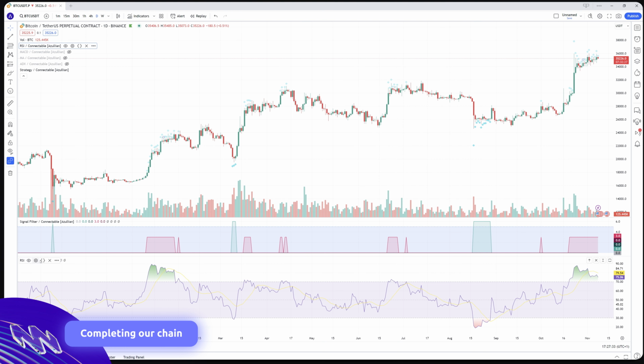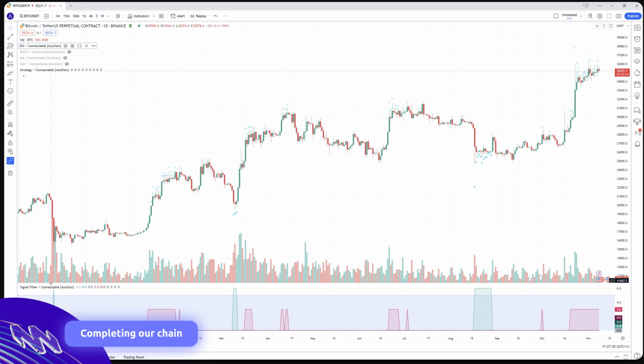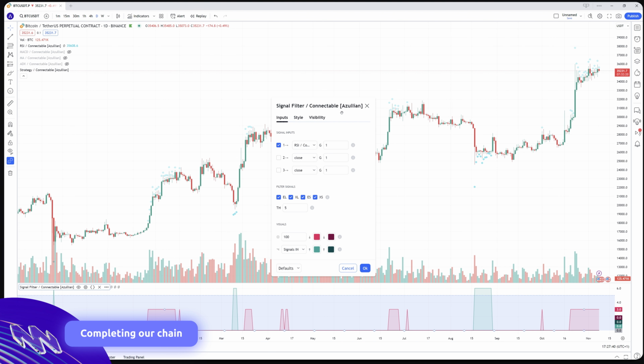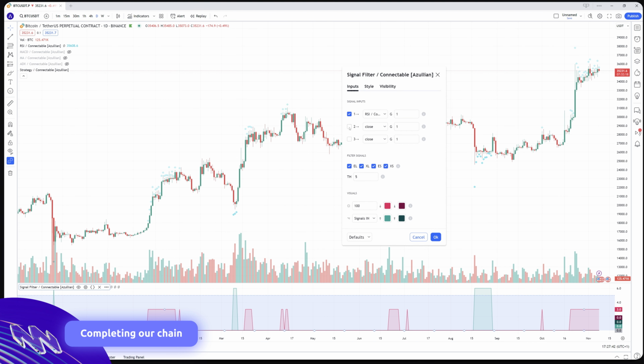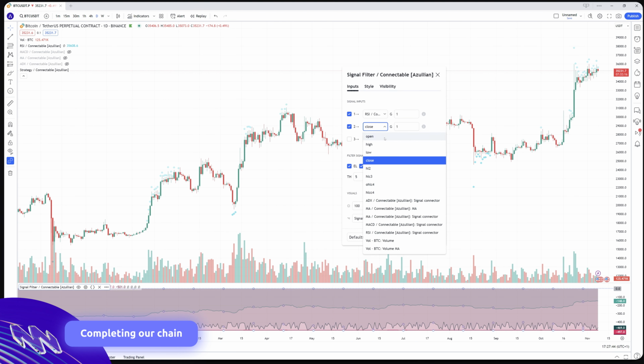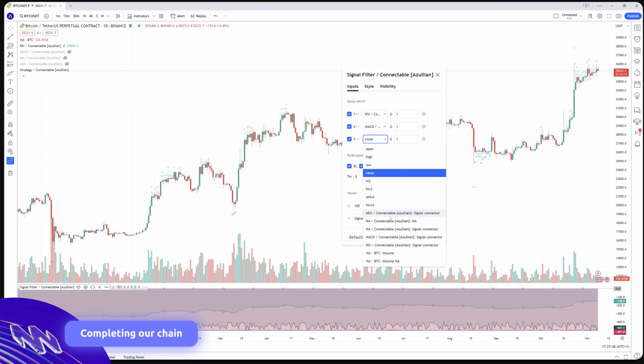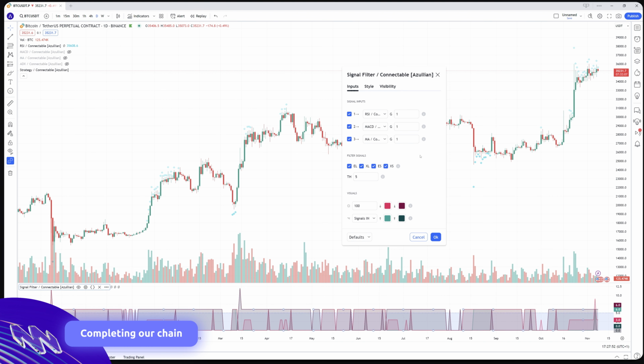Let's remove the standard RSI and focus on completing our indicator chain. In the signal filter settings, we'll allocate the remaining direct inputs to the MACD and the moving average by selecting the corresponding signal connector. Let's also toggle the visibility of the signal filter to Signals Out. This visualizes what gets sent to the strategy later on.